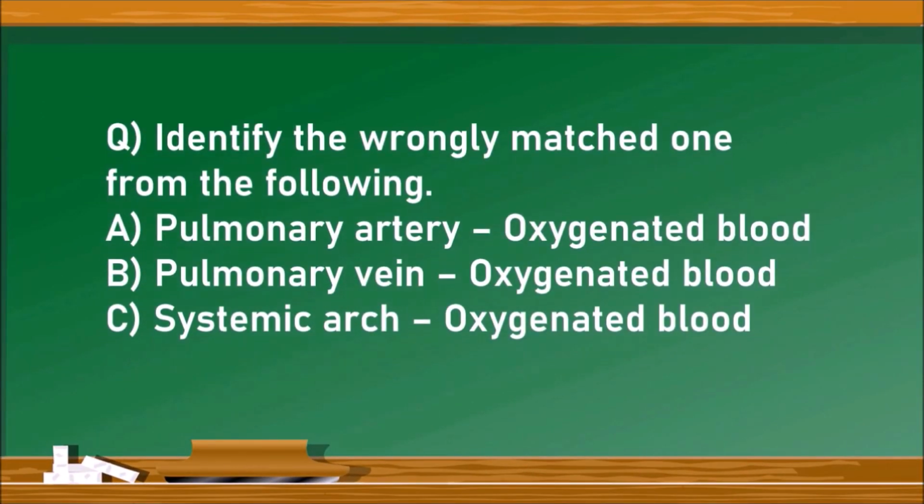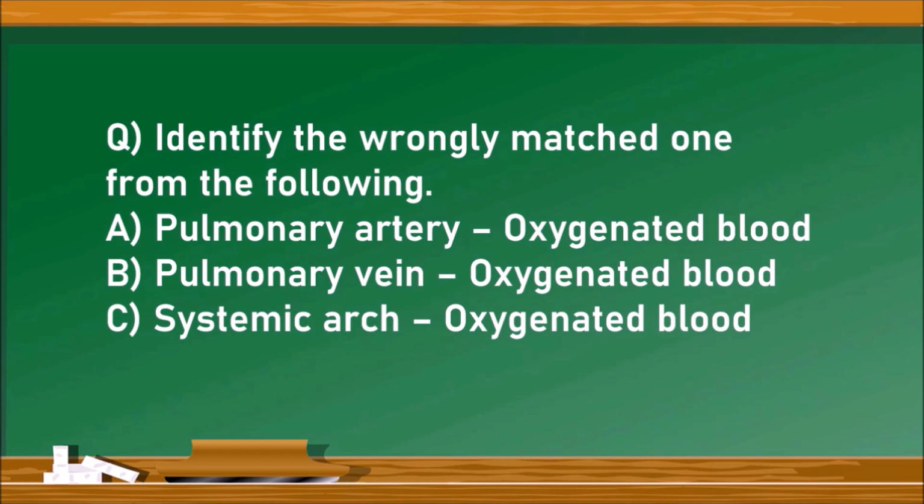The next question: identify the wrongly matched one from the following. There are three pairs: pulmonary artery, oxygenated blood; pulmonary vein, oxygenated blood; systemic arch, oxygenated blood. Among these three pairs, we need to identify the wrong pair. Let us go from the C. Systemic arch and oxygenated blood. Systemic arch or aorta carries oxygenated blood from the left ventricle to all the body parts. Whereas pulmonary vein also transports oxygenated blood from the lungs to the heart.